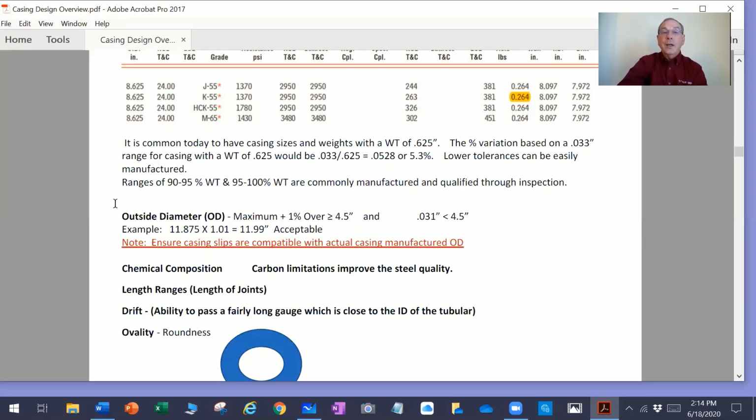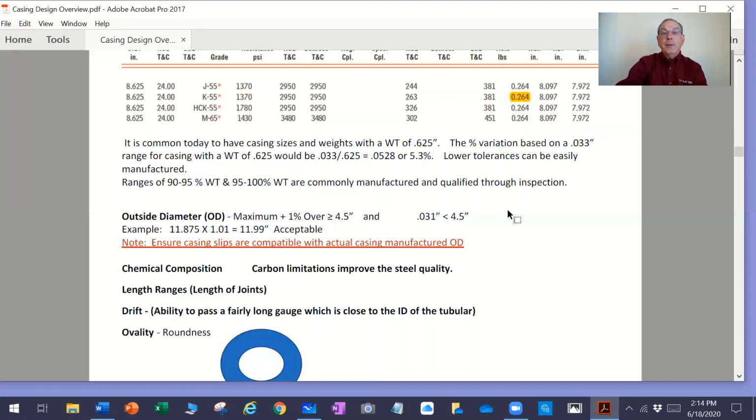Actually, ranges today, we will manufacture and request 90 to 95% wall thickness, and then 95 to 100% wall thicknesses are commonly manufactured and then qualified through inspection processes. So it's actually very common, especially on very thick walled casing, to make casing that's, I call it, between 95 to 100% wall thickness.